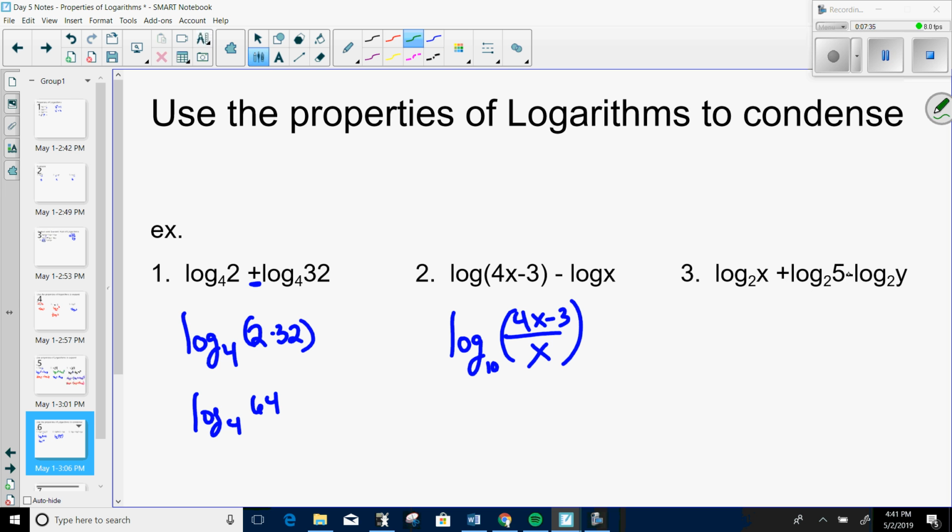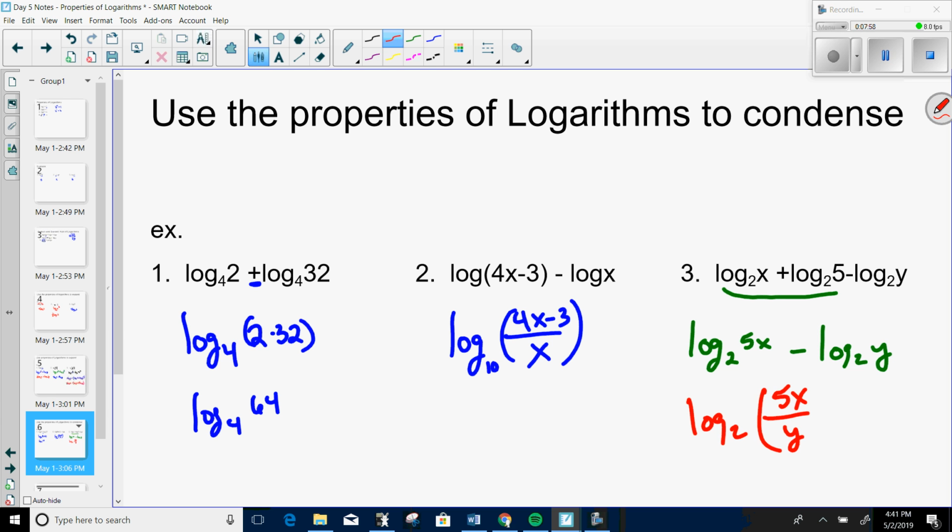Okay, here I have addition and I have subtraction, so what I'm going to do is I'm going to do this piece first. I'm going to work left to right, so I'm going to make this log base 2 of 5x, and then minus log base 2 of y. I haven't done anything with that second part. Now I'm going to do the subtraction. This becomes log base 2 of 5x divided by y, and the reason why is because that subtraction turns into division. I'm now down to a single logarithm.